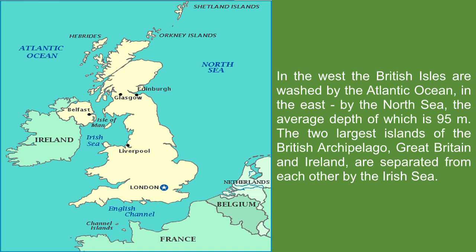In the west, the British Isles are washed by the Atlantic Ocean, in the east by the North Sea, the average depth of which is 95 meters. The two largest islands of the British archipelago, Great Britain and Ireland, are separated from each other by the Irish Sea and the two straits, the North Channel and St. George's Channel.